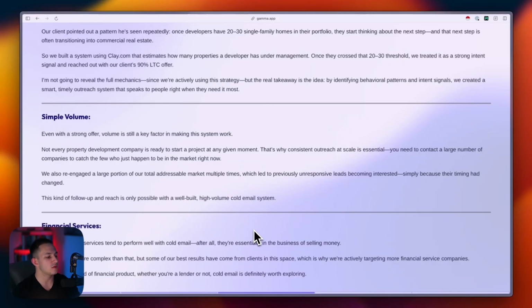Okay. Now, if you sell any kind of financial product, whether you do lending or anything else aside from lending, I would definitely consider looking into cold email just because, again, it does seem very, very interesting, especially because you can contact very specific people, okay?